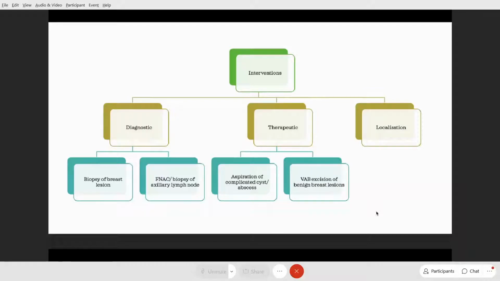Also, ultrasound is used for localization of a non palpable breast mass, placement of markers for neoadjuvant chemotherapy, and for targeted axillary dissection.